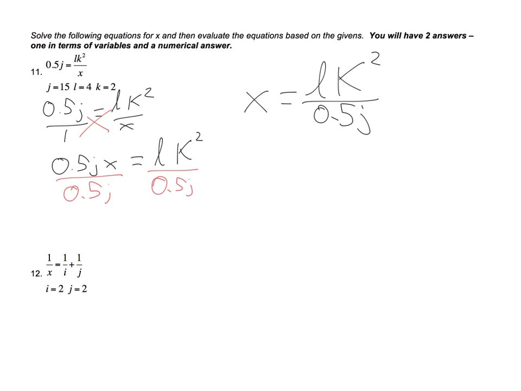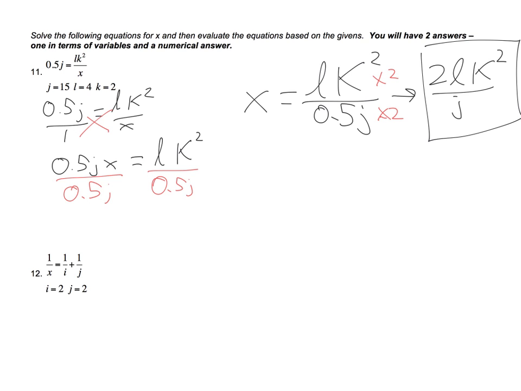A lot of times we don't write decimals on the bottom, so what I can do is multiply top and bottom by 2, and then this turns into the answer given on the sheet, 2lk squared all over j. Once again, though, this is something that I'm not going to nitpick about if you have that left in your answer. The next step now is going to be to evaluate this expression.